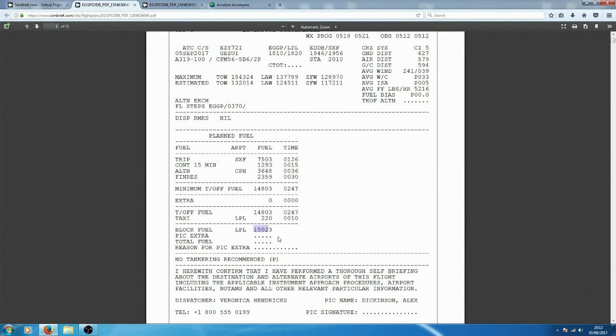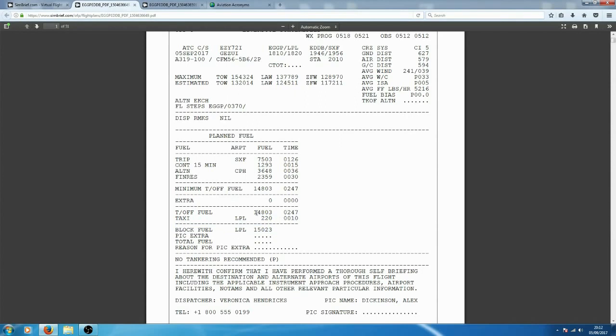Because here is your block fuel. And essentially, your block fuel is the amount of fuel you'll have in total. So the amount of fuel we'll need for our flight today from Liverpool to Berlin, plus all the reserve fuel, will be a block fuel of 15023. So if you go up to the fuel and say, I want a block of 15023, that's how much you're going to put in the tanks. Simple. And of course, that minus the taxi fuel 220 will give you your takeoff fuel.